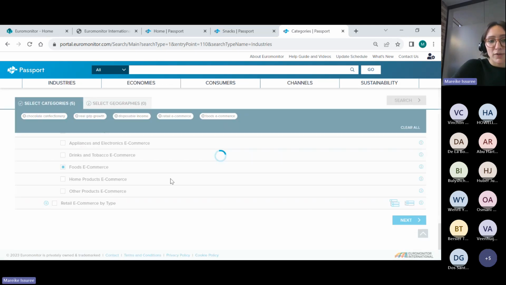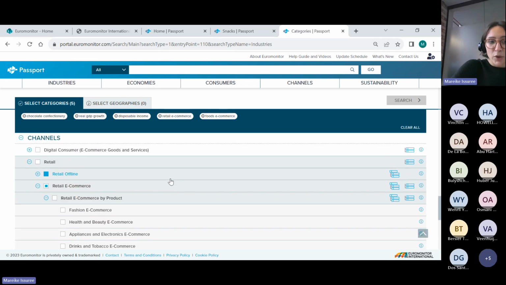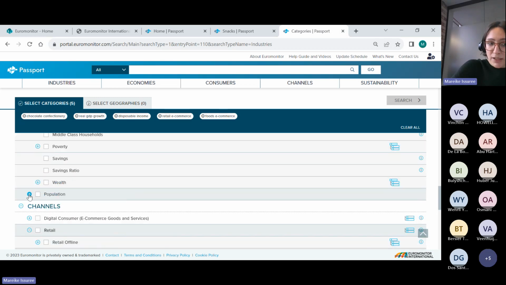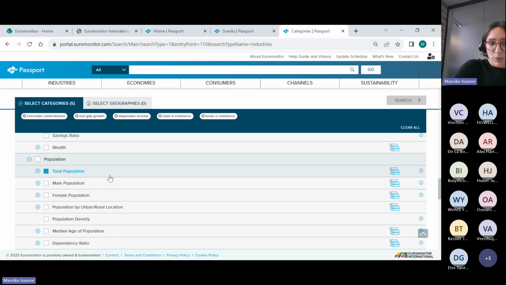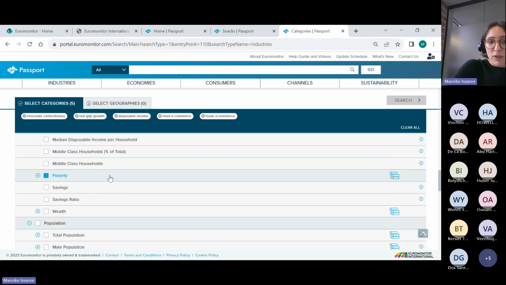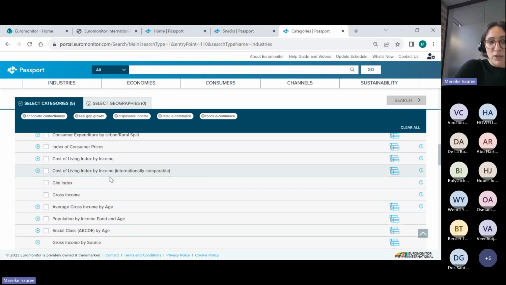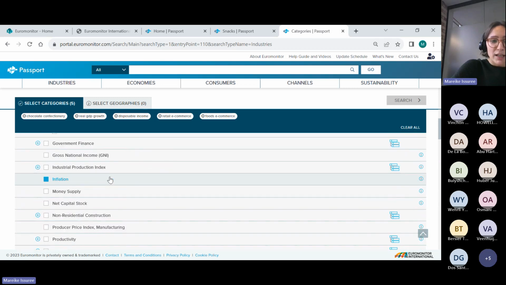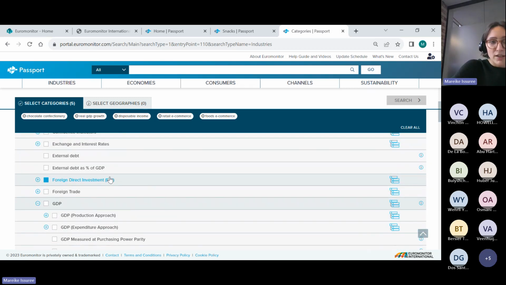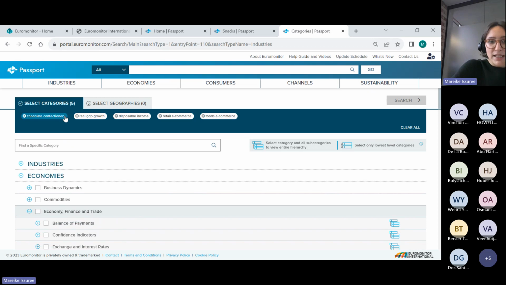But there's so much more to dive into. I really recommend you going into the search tree and familiarizing yourself with what's available in Passport. There are more than 100 million statistics and more than 20,000 reports, so it's worth exploring the tree. Now I've made a selection.